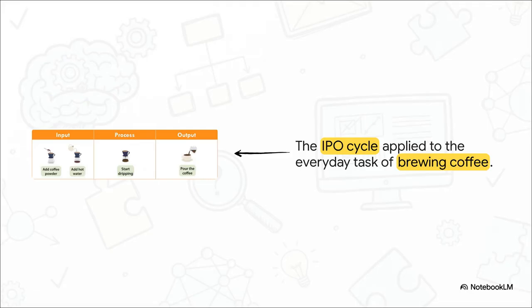And what's super cool is that the IPO cycle isn't just for computers. It applies to incredibly relatable, everyday tasks. Take this example of brewing coffee. What are our inputs? Well, adding coffee powder and adding hot water, right? And the process? That's the active phase, the dripping of the water through the filter. And then what's the output? That glorious act of pouring the finished coffee right into your cup. Input, process, output. It really is that simple.